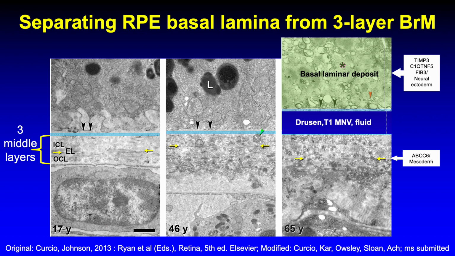Different monogenic disorders affect different sublayers of this complex, and notably the genes TIMP3, C1q, TNF5, and FIB3 give rise to phenotypes with a thick basal laminar deposit.